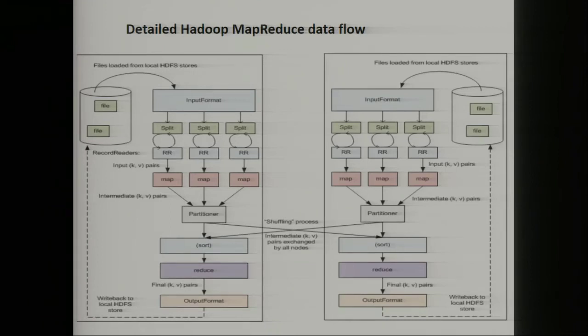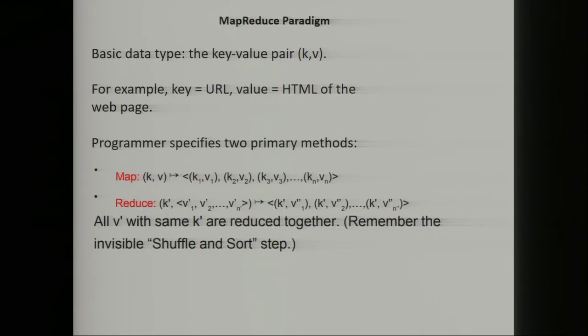Now moving on to the next, we'll talk about the programming aspect, how exactly we work with it. The basic data type we need to work with in the MapReduce paradigm is the key value pair. This is the important thing to look out for. For example, here the key is the URL, and the value is the HTML of the web page. You provide a particular URL and that URL's value is the HTML code of that web page itself.